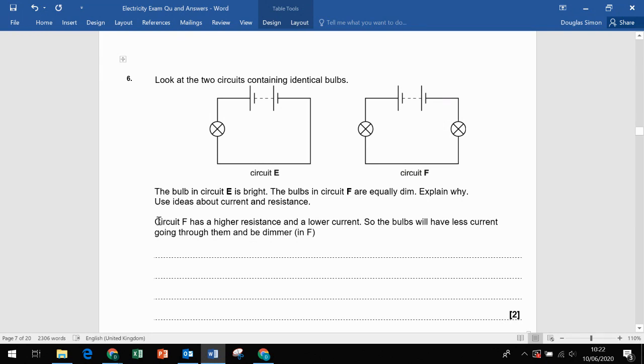All right, so this comes up all the time, every single year. Higher resistance, lower current, or the opposite. So if you write this down, you've got a very good chance of getting a mark in these kinds of questions.